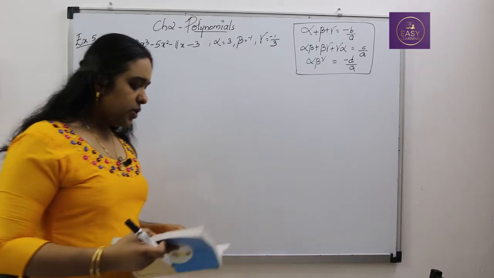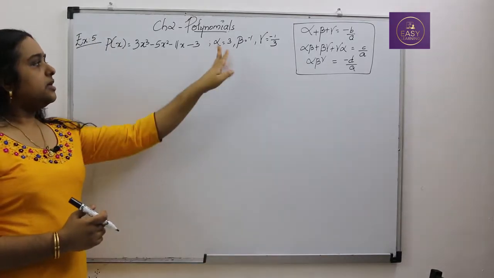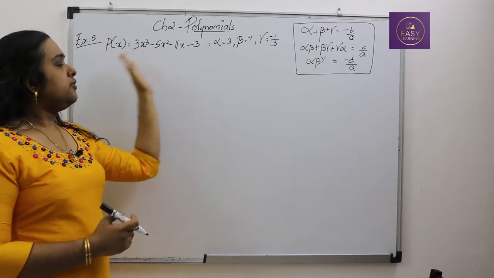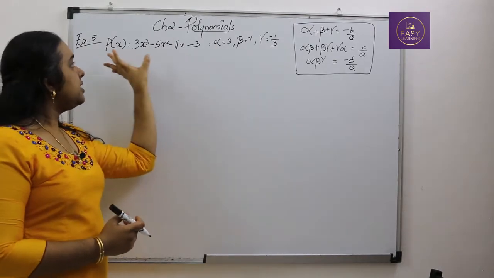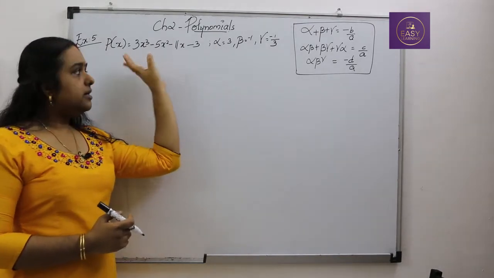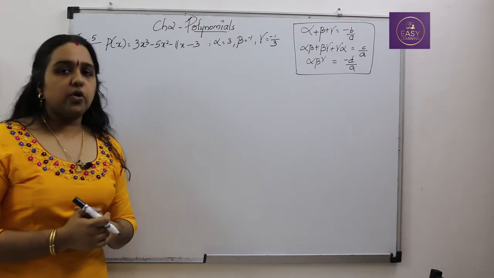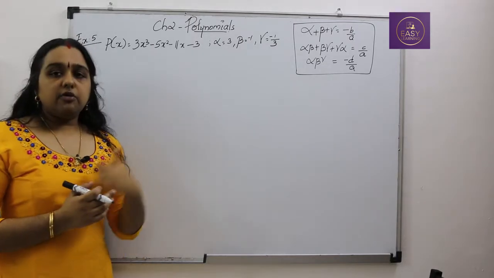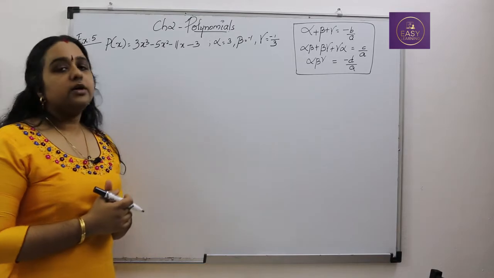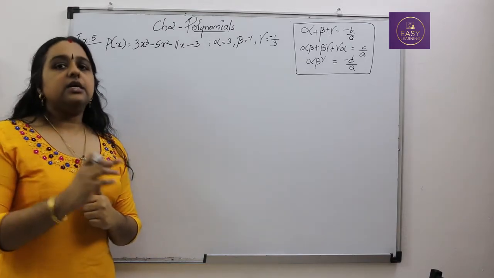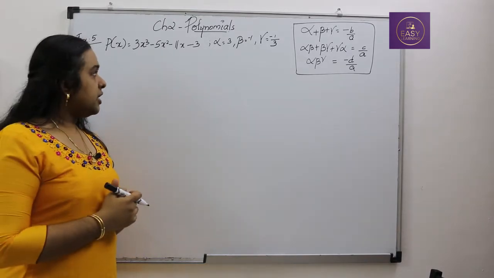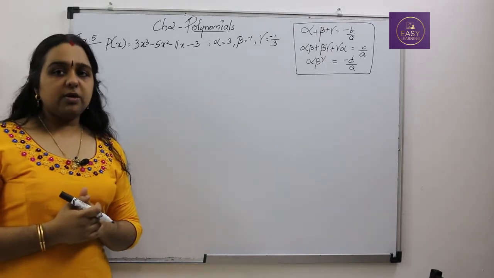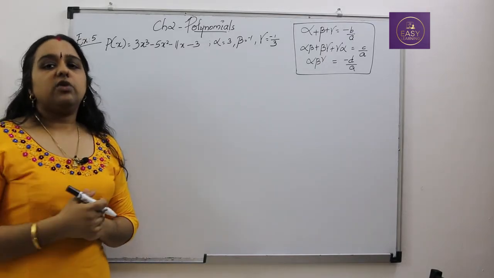This is the question. P of x is given, and the 3 zeros alpha, beta, gamma are also given in your question. If this is not given, we need to solve this cubic polynomial and get the zeros of the polynomial. In the description box I have given the link of my video to solve a cubic polynomial. You can see that video so that it will be more clear for you how to solve a cubic polynomial. If you have any doubt, you can watch that video.